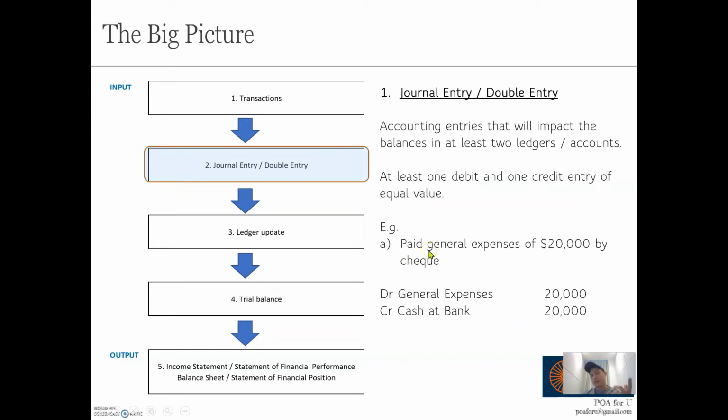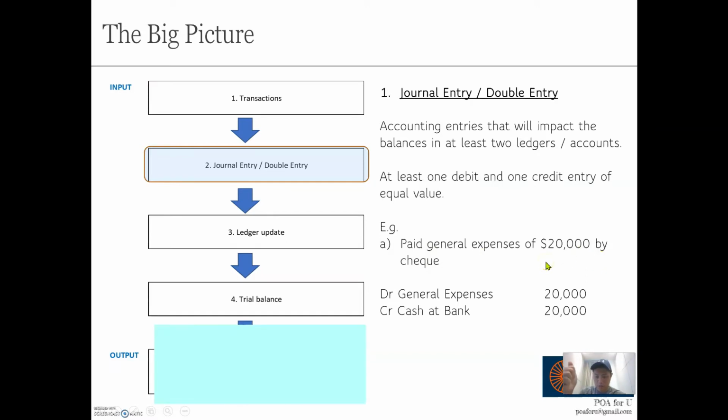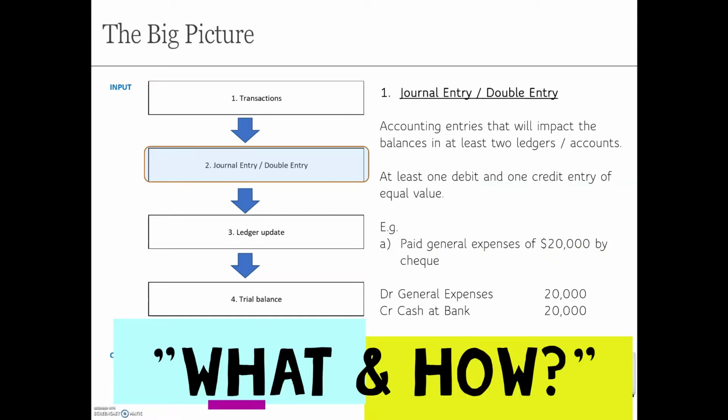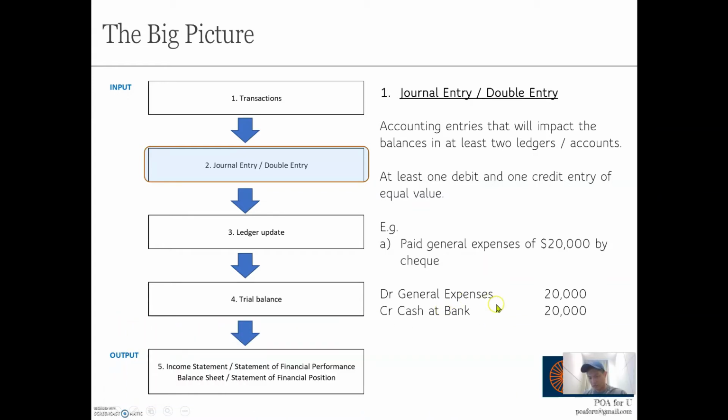Now, following the first example that we had, paid general expenses of 20,000 by check, you need to understand what's happening and how it's happening. What's happening is they paid general expense, and how it's happening is they're paying it by check. So the 2 accounts that immediately come to mind are general expense and then check. If you pay something by check, then cash at bank would be impacted. Therefore, you would debit general expense and credit cash at bank. Still don't understand why I come to that conclusion? Then you need to understand the following fundamentals.